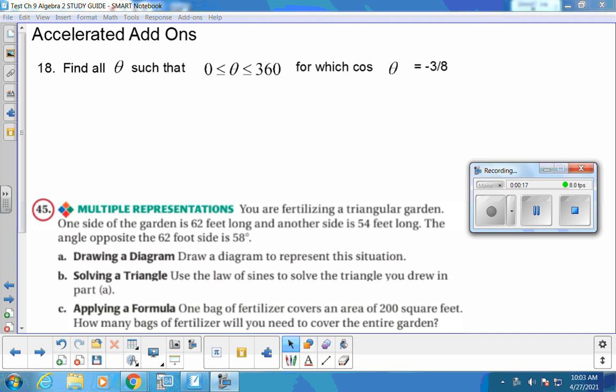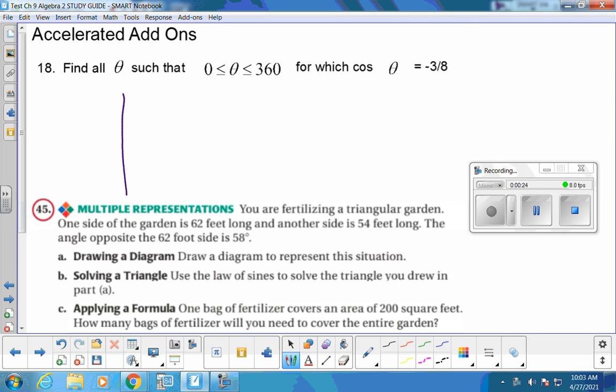All right, we're finding all theta. So there's probably going to be 2 thetas for which cosine theta is -3/8. I always recommend a sketch on these, and I always recommend putting a star in the quadrants where cosine is negative. What quadrants have negative cosines? Quadrant 2, and quadrant 3. Sine is negative over here, but cosine is positive over here. So I know before I even start, that's where my 2 angles are going to live.